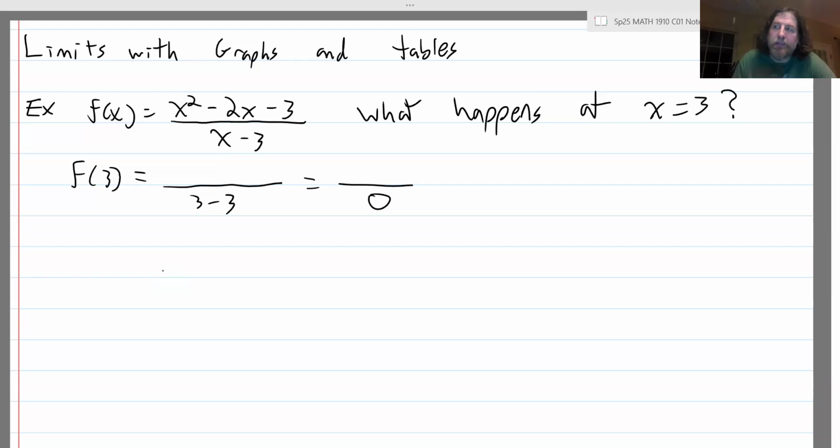However, sometimes, even though the function is undefined, we still want to figure out what's happening in the numerator, as we'll see in just a second. So let's plug in 3 to the top. And so we get 3 squared minus 2 times 3 minus 3, which is, of course, 9 minus 6 minus 3, which is 0.